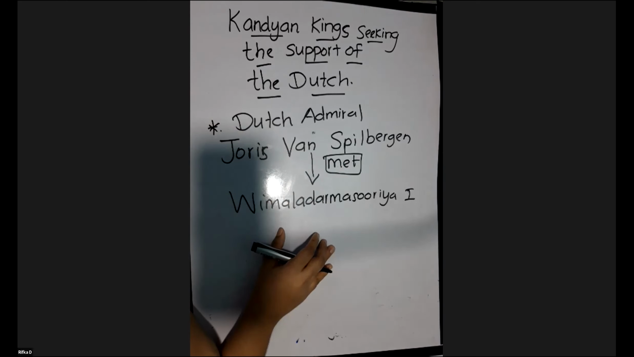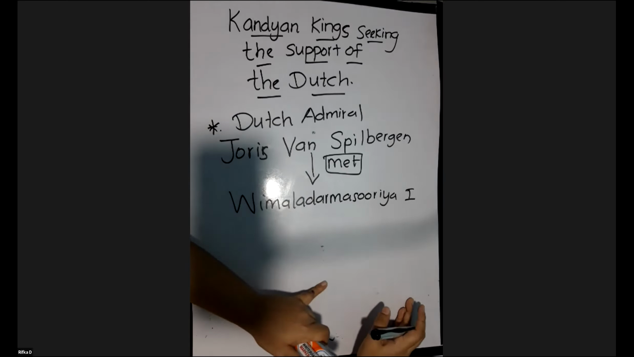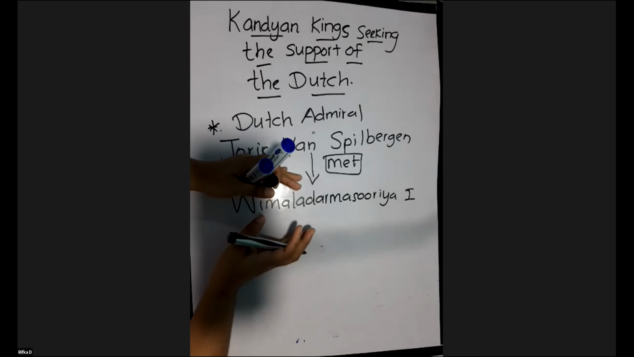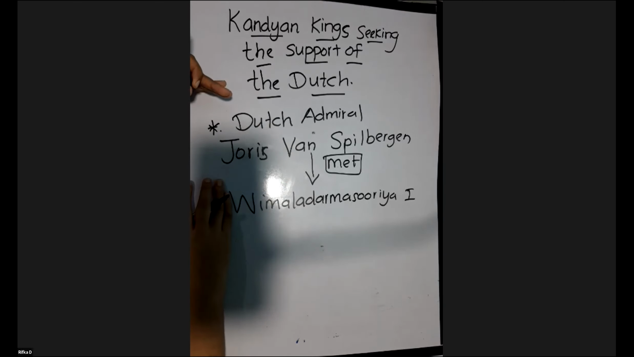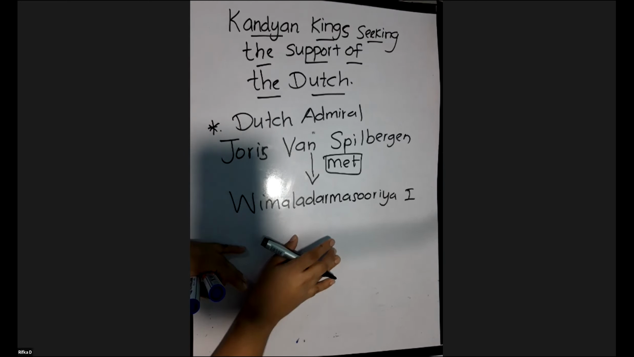So the king agreed with Joris van Spilbergen to get the assistance of the Dutch to drive the Portuguese from this country. So Vimala Dharma Surya decided at that time to get the assistance of the Dutch to chase the Portuguese from this country.